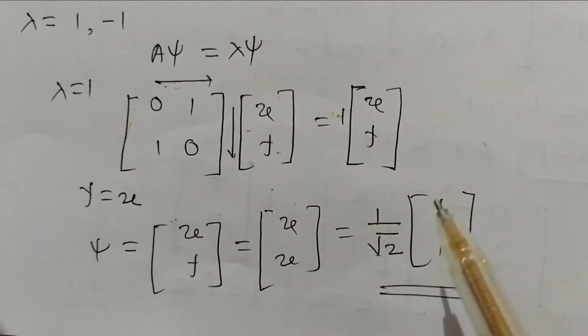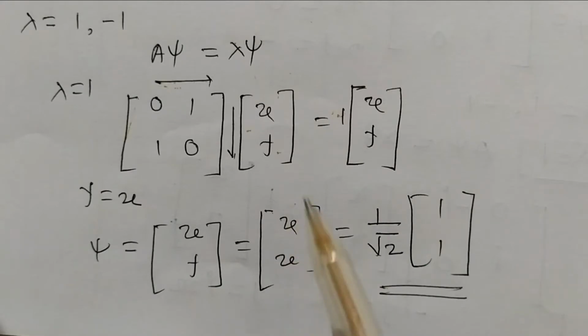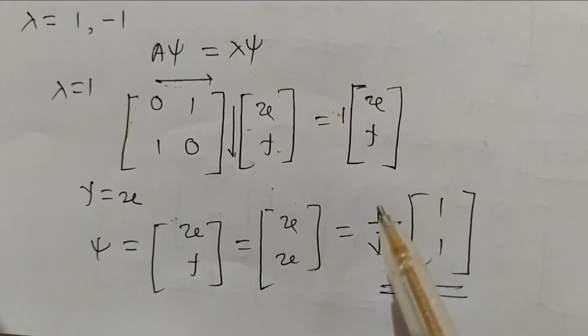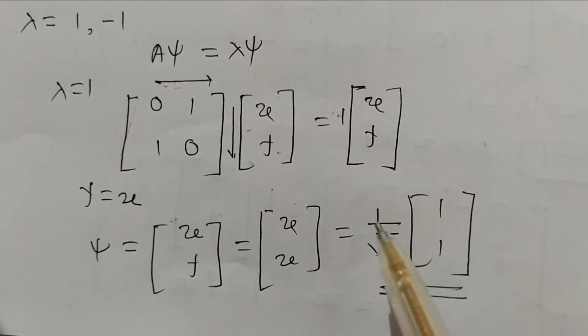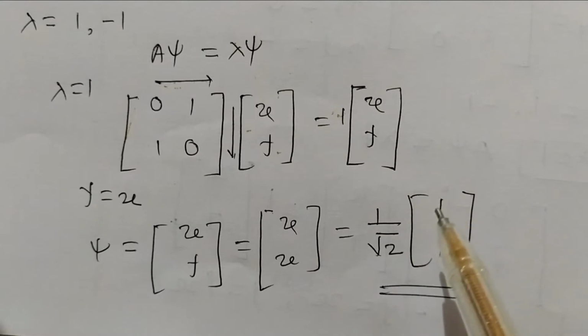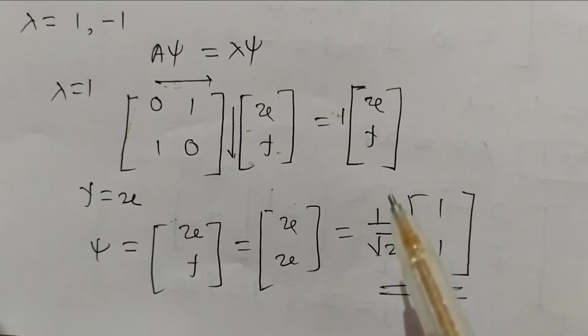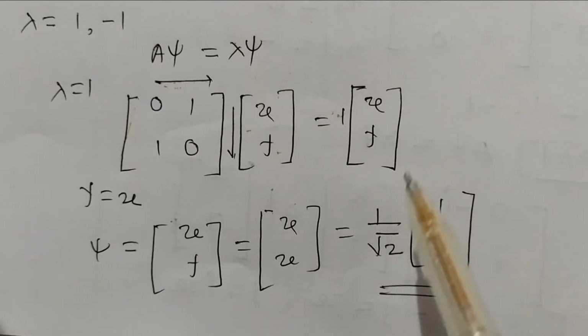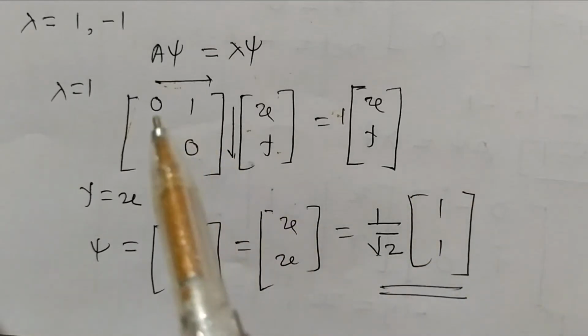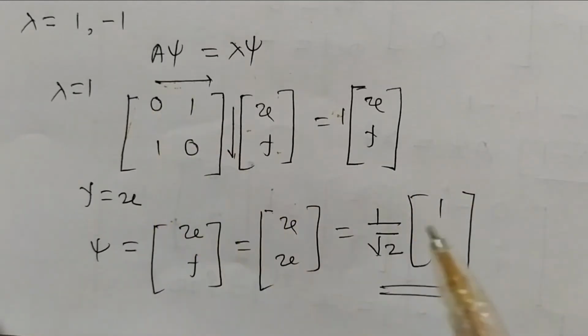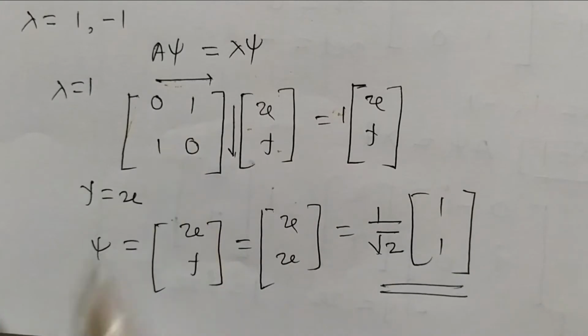When we divide this vector by x, it becomes (1, 1). The normalization factor is 1 upon the square root of 1 squared plus 1 squared, that is 1 upon root 2. This is the eigenvector of the matrix [0, 1; 1, 0]: 1 by root 2 times (1, 1).